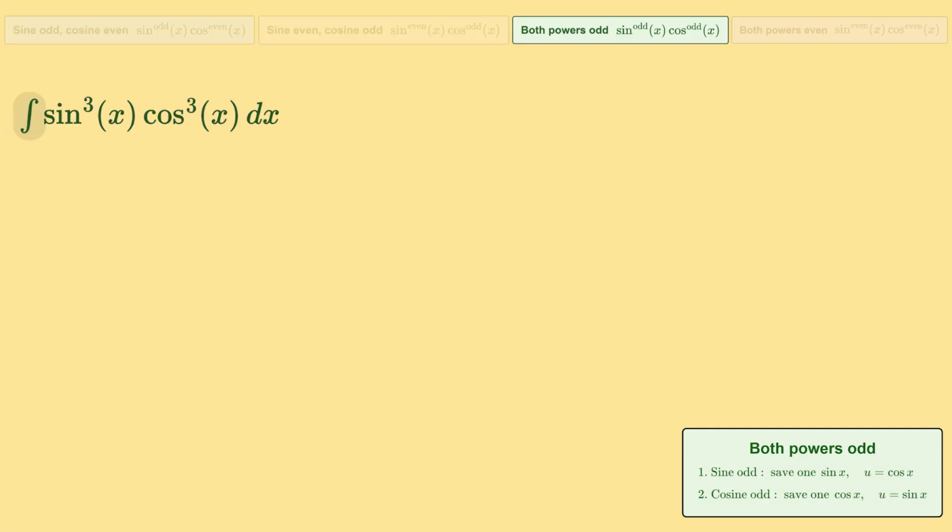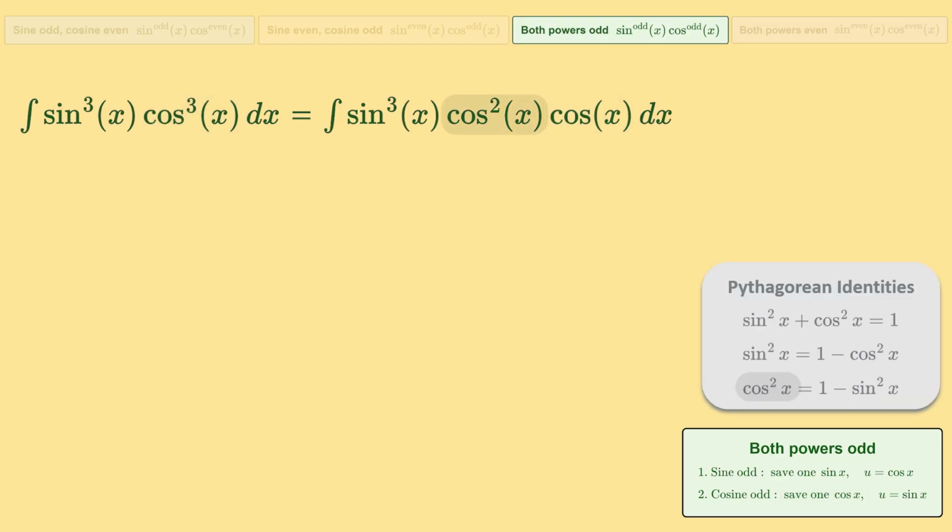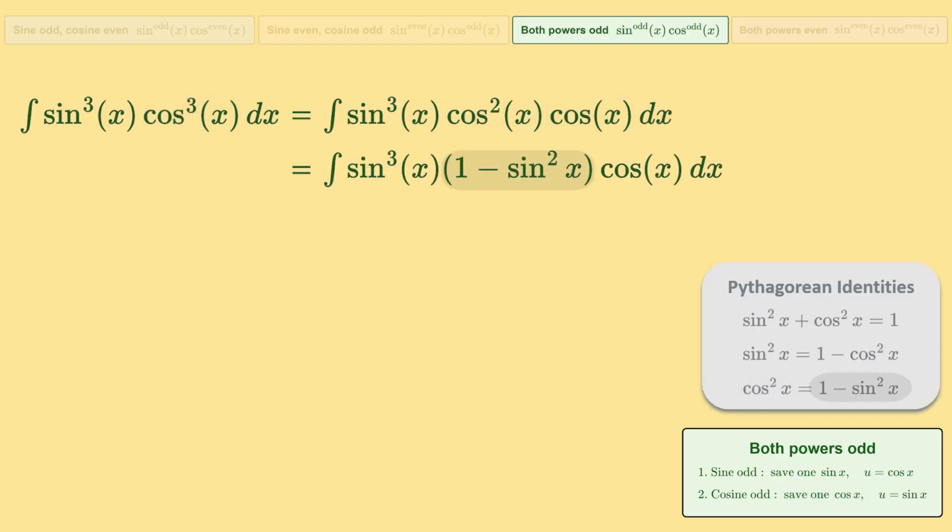Suppose we have the integral of sine to the 3rd power x times cosine to the 3rd power x dx. Since both powers are odd, we could either put one sine of x or one cosine of x to the side and then do the same thing for u substitution. So in this example, let's save one cosine of x and put it to the side. So we rewrite cosine to the 3rd power of x as cosine squared of x times cosine of x. Then we replace cosine squared of x with 1 minus sine squared of x.